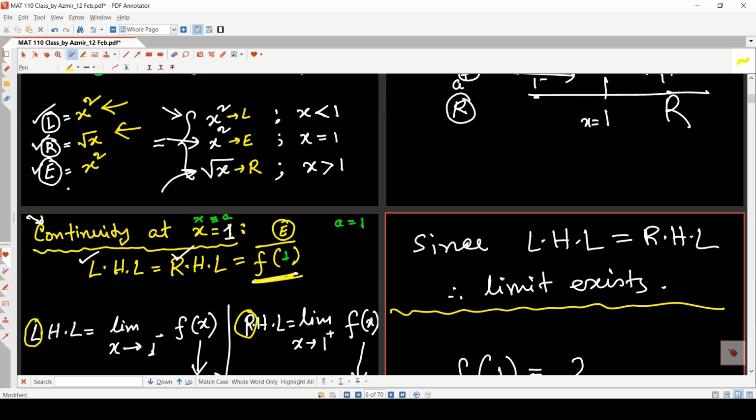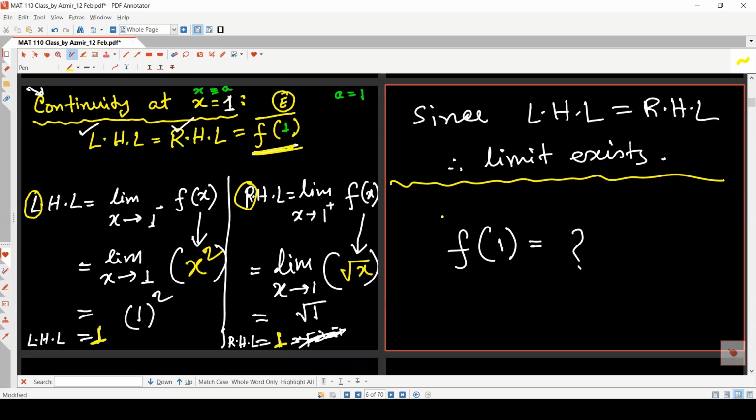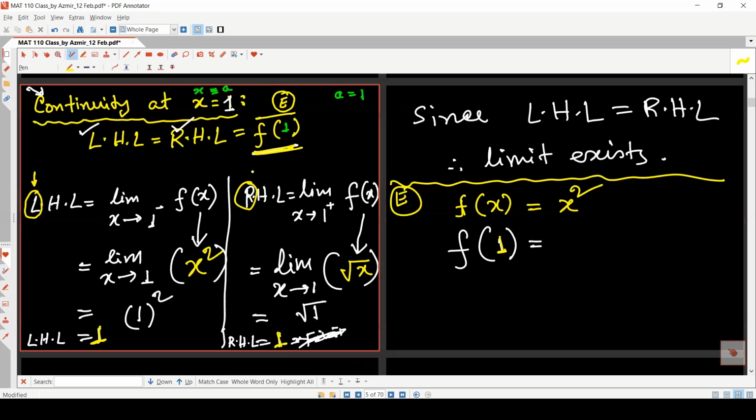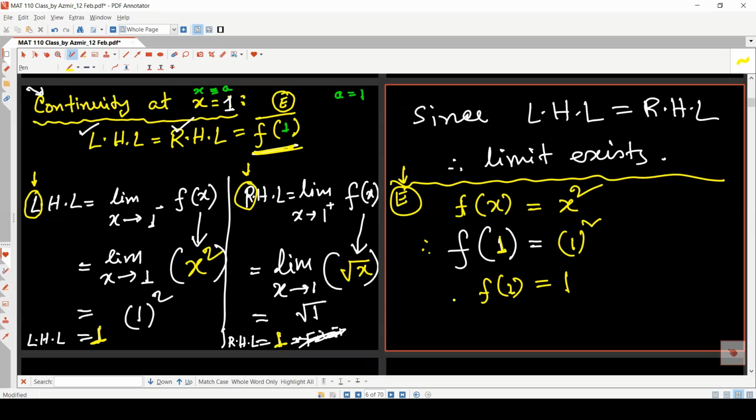So we have identified that for E, we have x squared. That means here f of x will be x squared. So in this function, we will input x equals 1. So this is very important to identify which one is L, which is R, and which one is E. So it is easy to find now. That is, if we input 1, we have 1. So that means f of 1 is also 1.